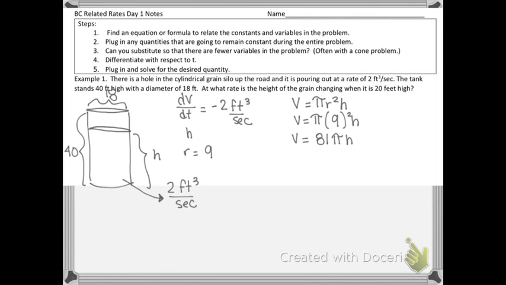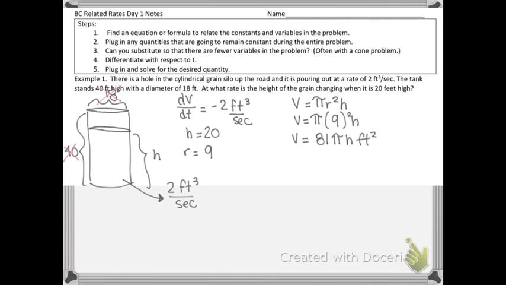And I can go ahead and put units on there. It's feet squared. Those are my units so far. Okay, so what I'm going to do is take the derivative of this and then I'm going to go back and plug in my dV/dt, and I'm going to plug in that h is equal to 20. I don't really care about the dimensions of the actual silo, so I'm going to cross those out. What I care about are the dimensions of the grain itself.